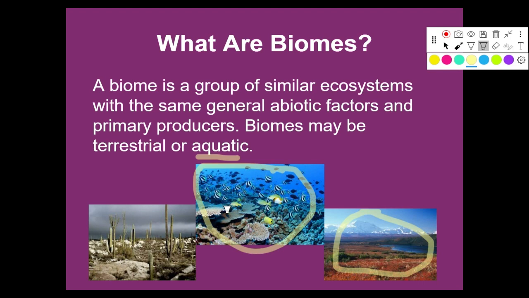So yeah, biomes are huge, bigger chunks of land that have ecosystems with the same general abiotic factors, like deserts, right? They have cactus, well, the cactus would be biotic, but abiotic would be like the temperature, how much rain it gets, what kind of ground is there, is it soil, is it sand, those kinds of things.